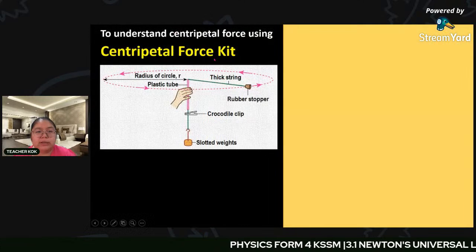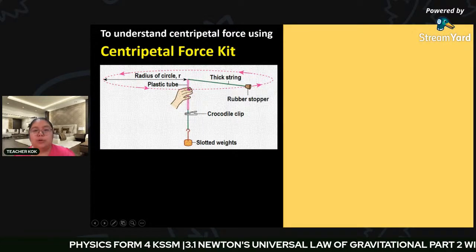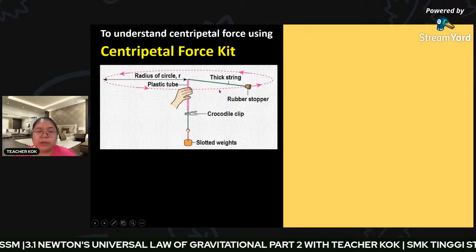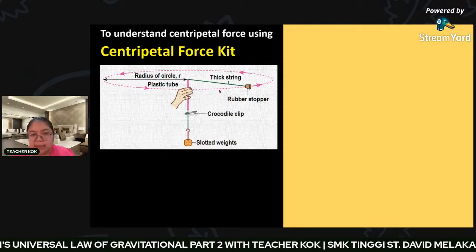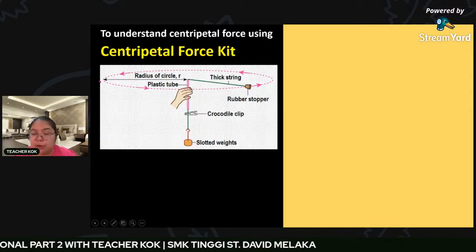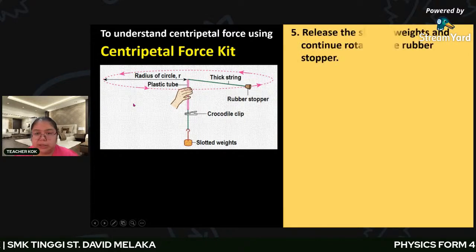Okay, the situation you are going to turn is like this. You hold the plastic tube. Now you are going to turn the rubber stopper. Now you can see the rubber stopper moves in a circle, right? Okay, they move in a circle, meaning this one is the radius. The radius just now you controlled already, it's 50 cm. Okay, now you can see some situations.